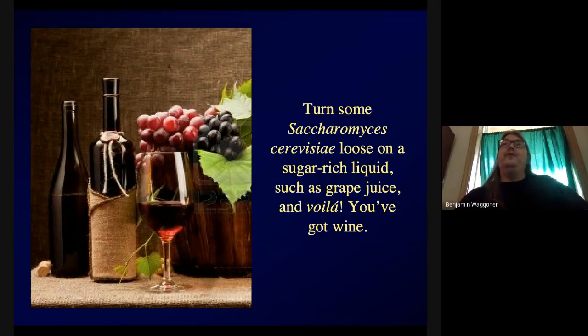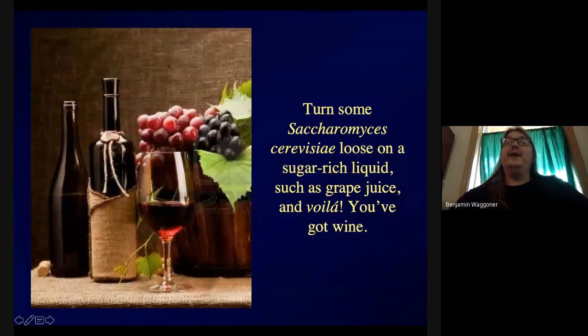So most of the wines that you drink are still wines. But if you trap some of that carbon dioxide, there's a special method for doing this. If you trap some of that carbon dioxide in the bottle, you get sparkling wine. You get champagne or spumante or sparkling wine. That uses both the alcohol and the carbon dioxide to make the finished product. So Saccharomyces cerevisiae turned loose on grape juice makes wine.